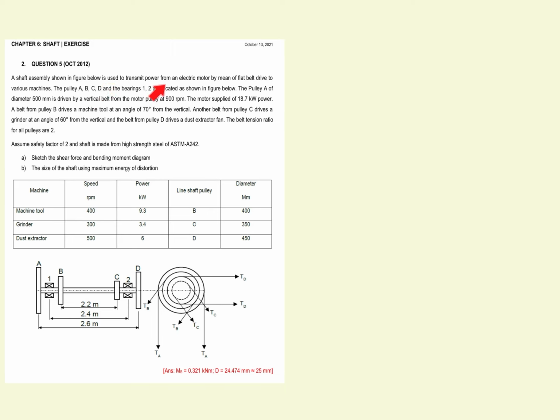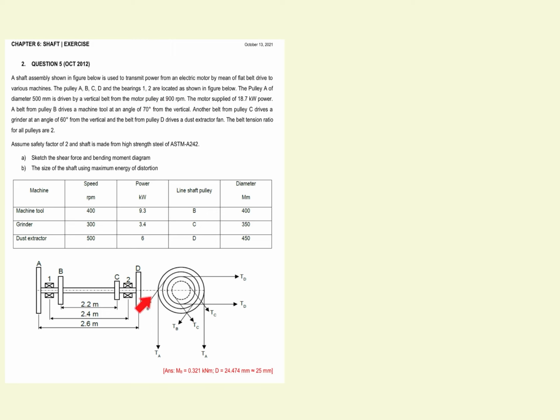used to transmit power from electric motors by means of flat belt drive to various machines. So this shaft assembly is powered by electric motor. The pulley A, so this is pulley A, pulley B, this is pulley B, pulley C, this is pulley C, and pulley D, so this is pulley D, and the bearings 1, 2, so this is the first bearing, number 1, and then this is the second bearing, number 2, are located as shown in figure below.